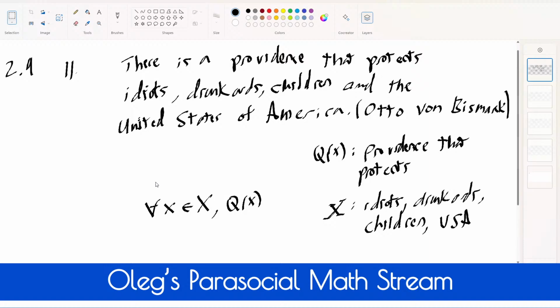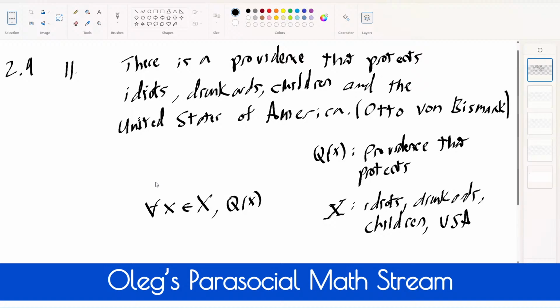What do idiots, drunkards, children, and the US have in common? Not a rhetorical question. But in this case, they're all members of a set. What is the uniting thing with them? They all have a providence that protects them. So that blanket that engulfs them is going to be the Q of X, right? So then we're going to say for all members of this set, and then X is a set.